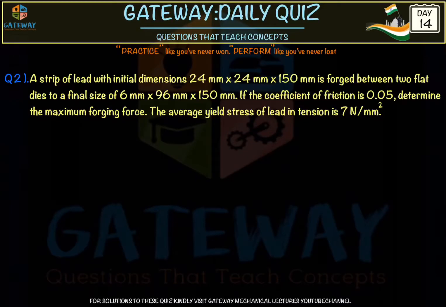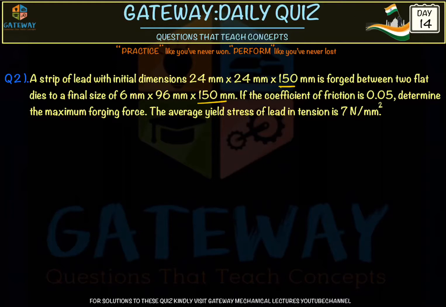And next comes our question number 2. A strip of lead with initial dimensions 24 mm into 24 mm into 150 mm. If you observe here, 150 mm is constant in both the cases. So this is a case of a rectangular plate for which the width is constant. The 150 mm is the width actually. The width is being constant. So first of all, we'll draw the diagram.